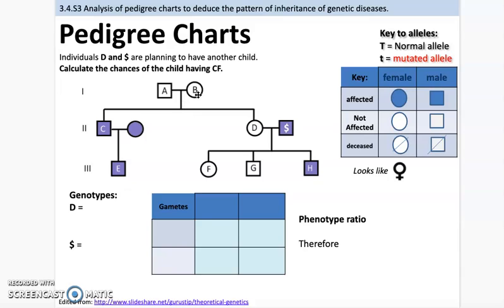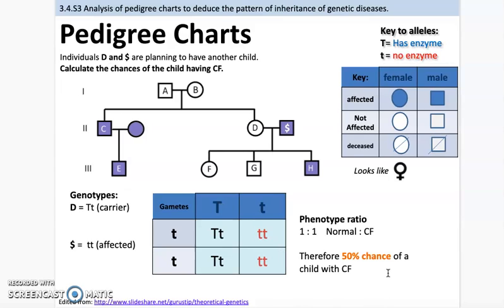So A and B, for instance, are not affected, as you can see in this key. But what would their genotypes have to be in order to have one child that would be affected in C right over here? To be able to determine that they are both in fact carriers. Now please answer this question, pause the video and answer this question. Calculate the chances of the child having cystic fibrosis, the child of D and E. If you said there was a 50% chance of the child having CF, you would be correct.